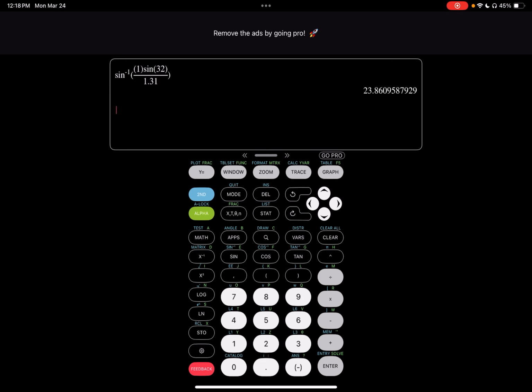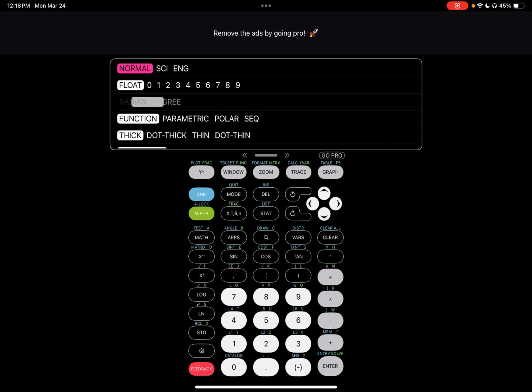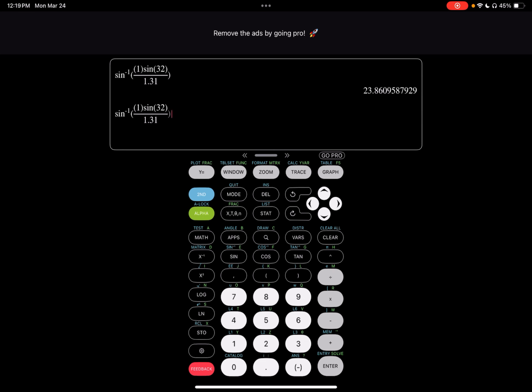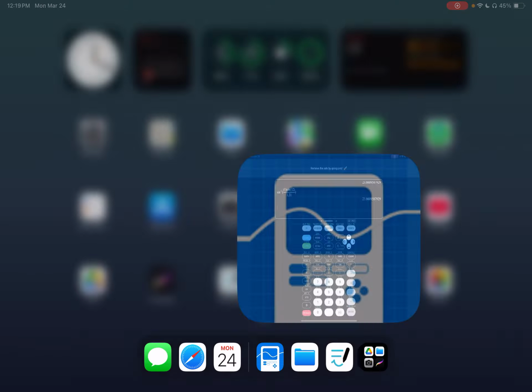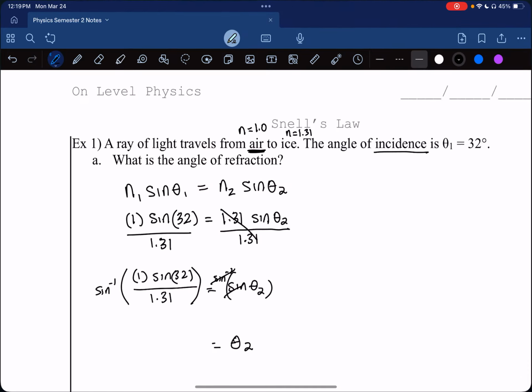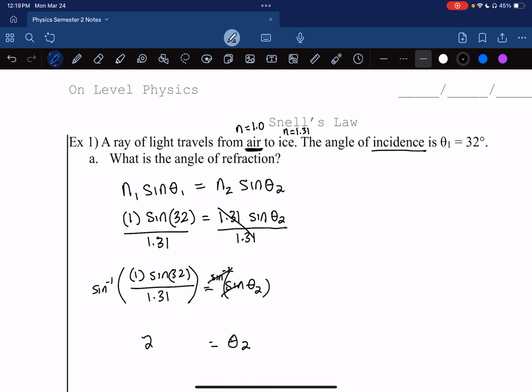Cool. Real quick, you have to make sure you're in degree mode. So not radians, but degrees, which we are. And so I'll just double check. This is 23.86 degrees. Probably overkill. We can say 24 degrees. It's supposed to be a degree symbol. 23.86.